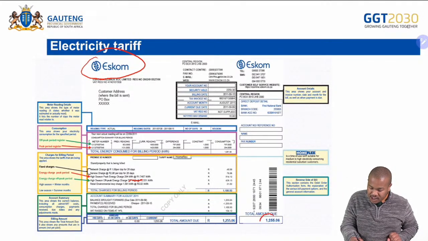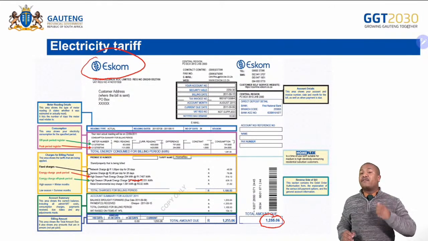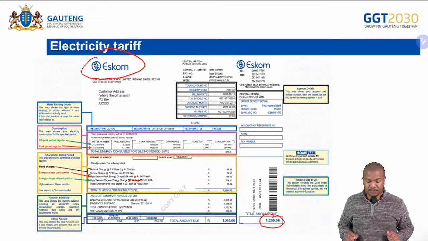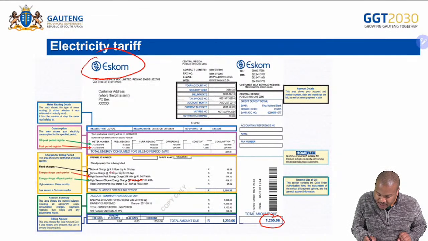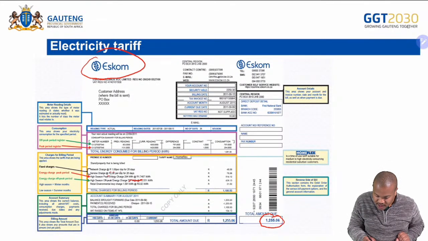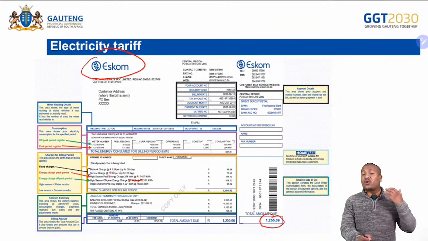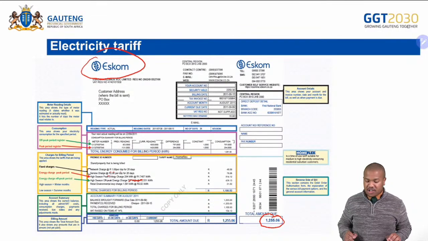As you can see, for this person, the total amount due is 1,255.06. Also, if you look at this, there are fixed charges, like the network charge, which is R1.88 per day for 28 days, and the service charge at R2.96 per day for 26 days. It has all the necessary information.